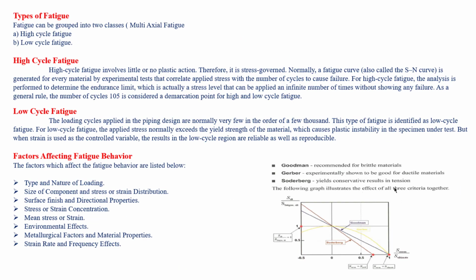Next one is the types of fatigue. We have seen uniaxial and multiaxial as well. And here it is with respect to the cycles: high cycle fatigue and low cycle fatigue. When it comes to high cycle fatigue, the component is going to withstand more and more cycles. It is under the elastic limit. It will withstand more loading conditions. When it comes to low cycle fatigue, the loading conditions exceed the yield strength. It will be in the plastic range, so the component will fail early. Remember that. As I explained here, Goodman criteria for brittle, Gerber for ductile materials.